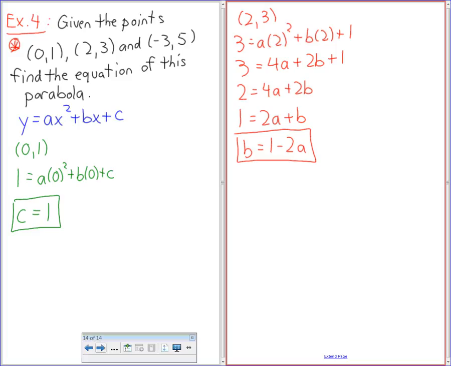Okay, can someone with a great deal of self-confidence who's not named Luke or Noah or Christopher or Min Chan raise their hand and tell me what to do for the third point, (-3, 5)? You guys are all raising your hands. I said don't raise your hands. Karina, go ahead. You do the same thing you did for the one that we just did. So you do 5 equals A(-3) squared plus B(-3) plus 1.